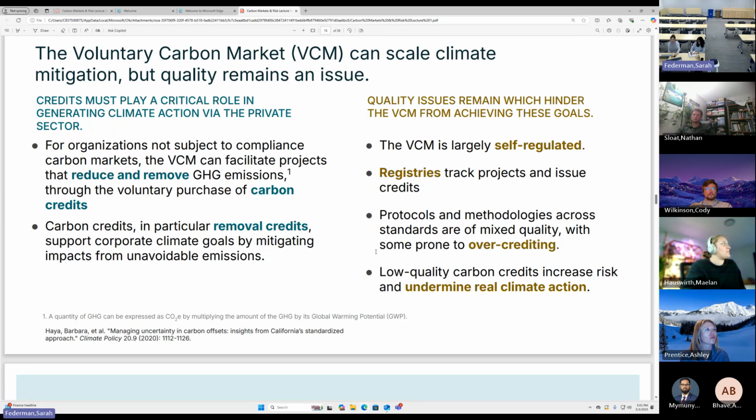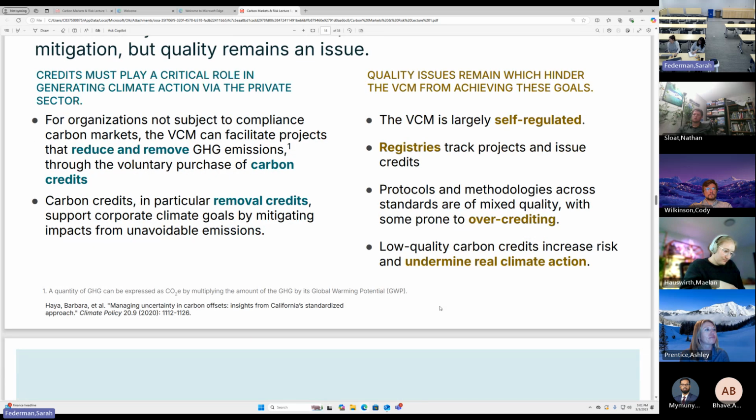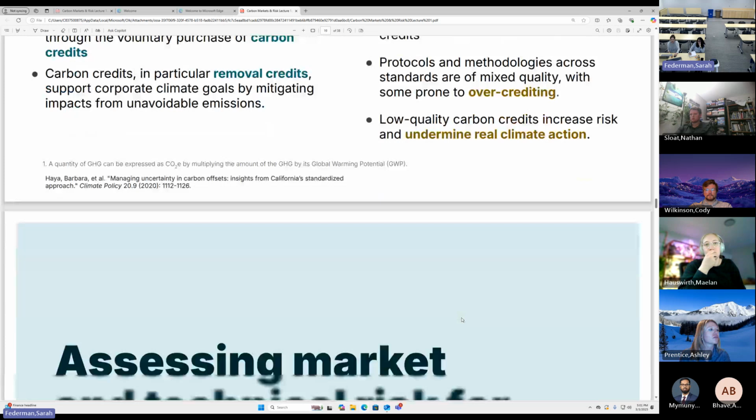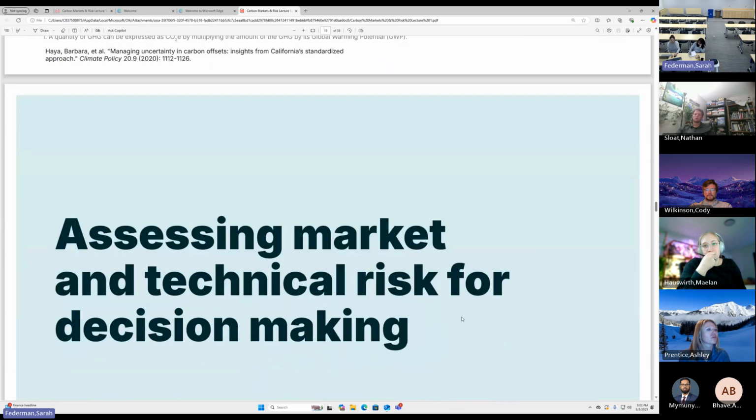And then finally, this should be no surprise to anyone, but these low quality credits are really undermining real climate action because they just create bad press, they create reputational risks. People are kind of leery of purchasing. And then we don't get movement.